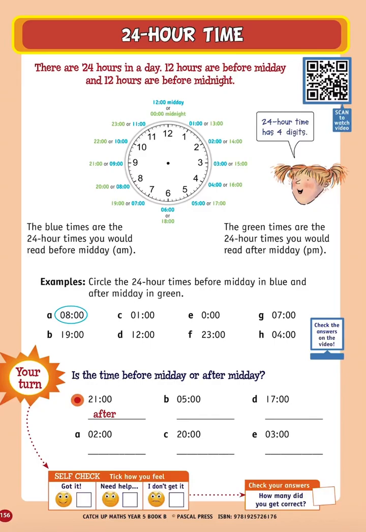24-hour time. There are 24 hours in a day. 12 hours are before midday and 12 hours are before midnight. Our character here is telling us that 24-hour time has 4 digits. Here we have the blue times are the 24-hour times you would read before midday or AM.